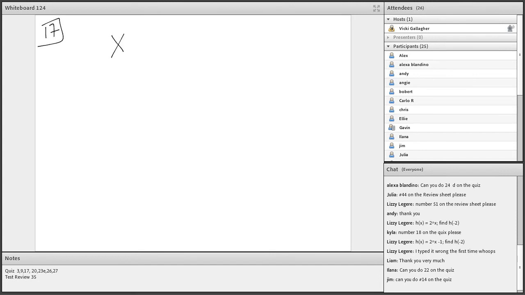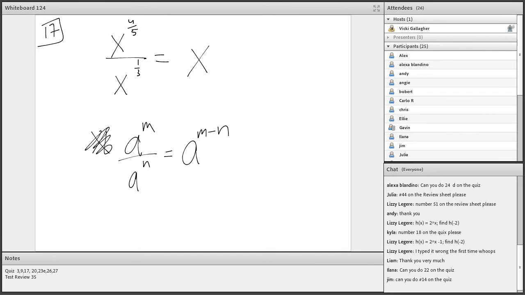Okay, so number 17, we have x to the power of 4/5 divided by x to the power of 1/3. It's very important that the big numbers, the bases, are both the letter x. That means I can combine these together. One of our rules for exponents is if you have a fraction like this, then you can subtract your exponents. And so in this problem, I'm going to take the top exponent 4 over 5, and I'm going to subtract the bottom exponent 1 over 3.